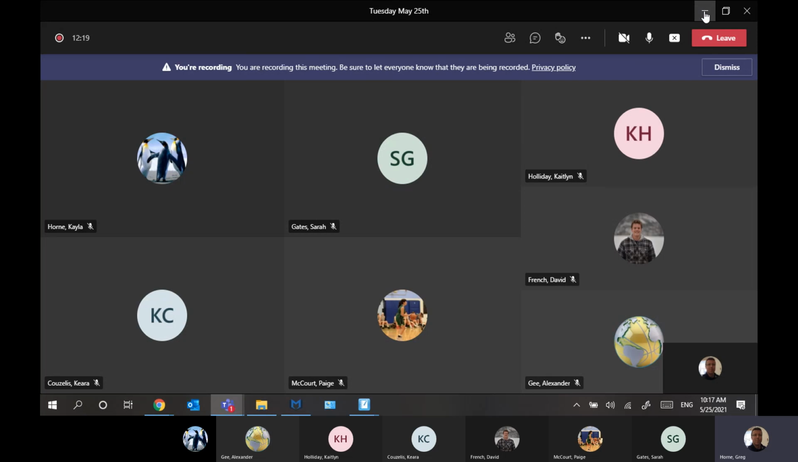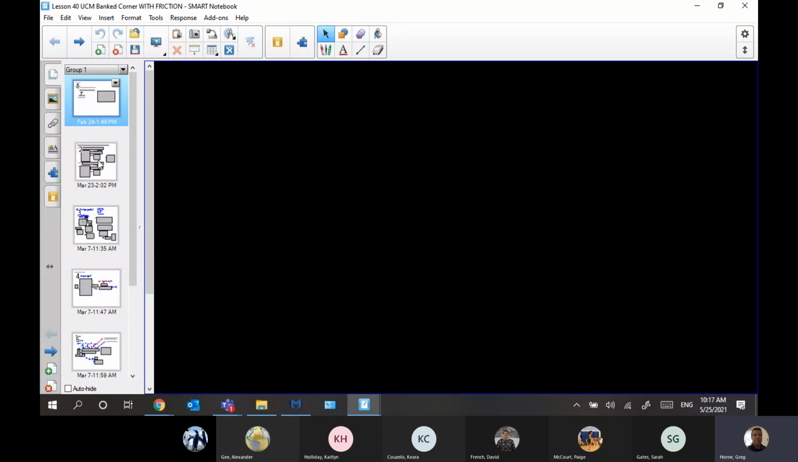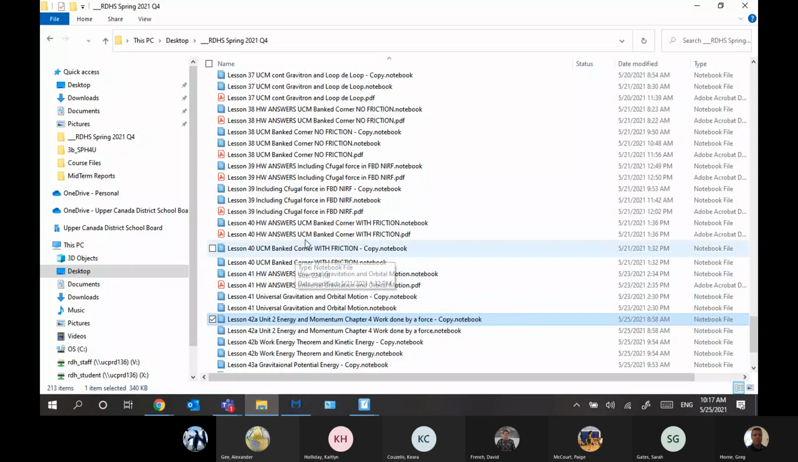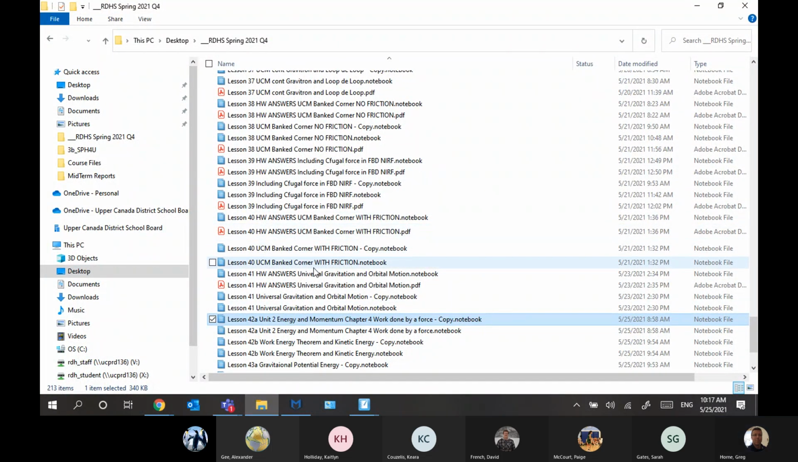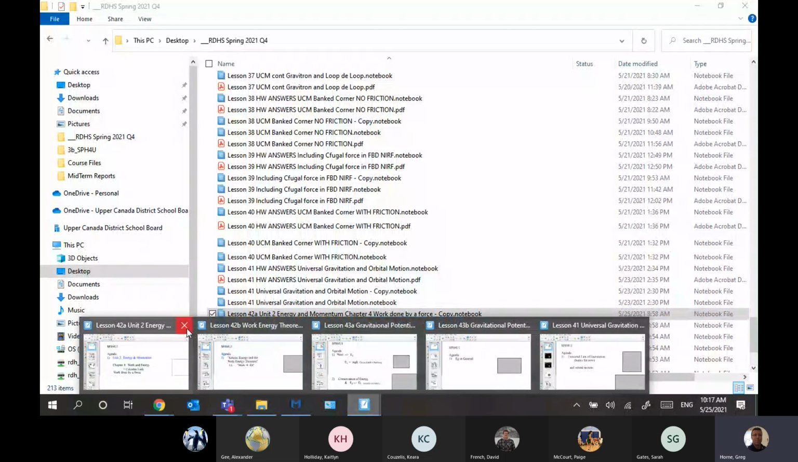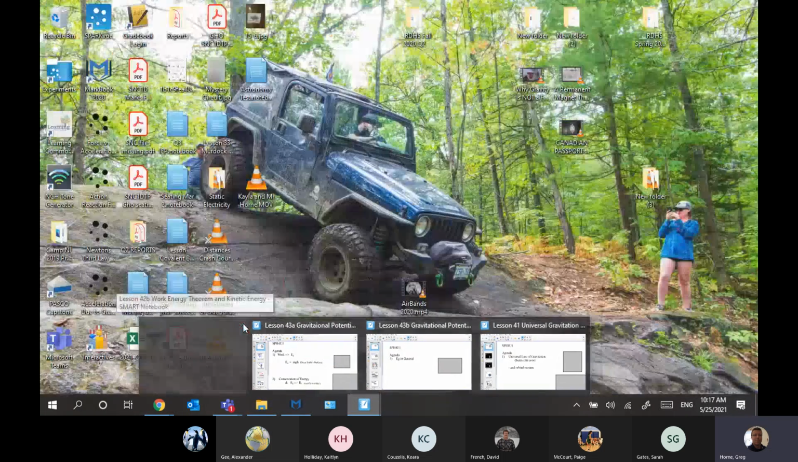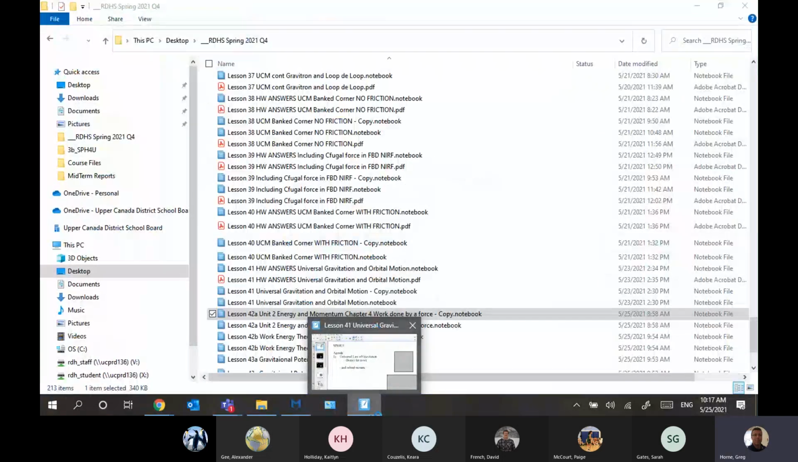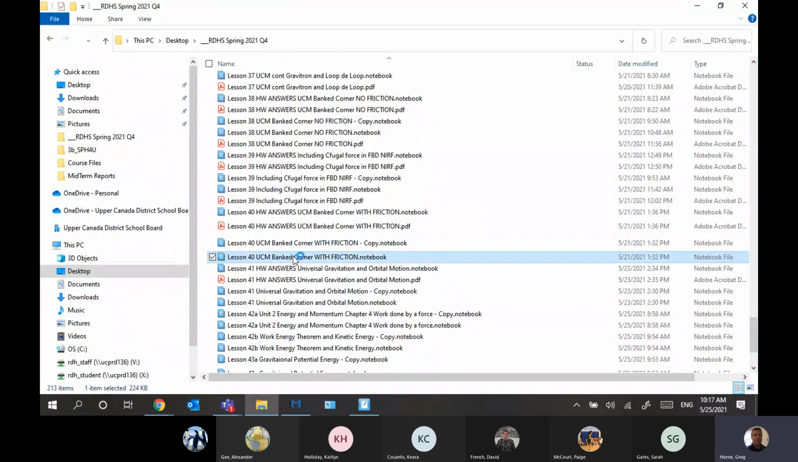So that's recording, downsizing, going to the lesson on banked corners. Oh, that's good. Okay, I might have to close some stuff, or at least restart that one. Apparently, banked corner with friction. Let's give my computer a break here and close some of these lessons I've been planning. All right, leave that one open maybe because we need it. And we're going with banked corner with friction.